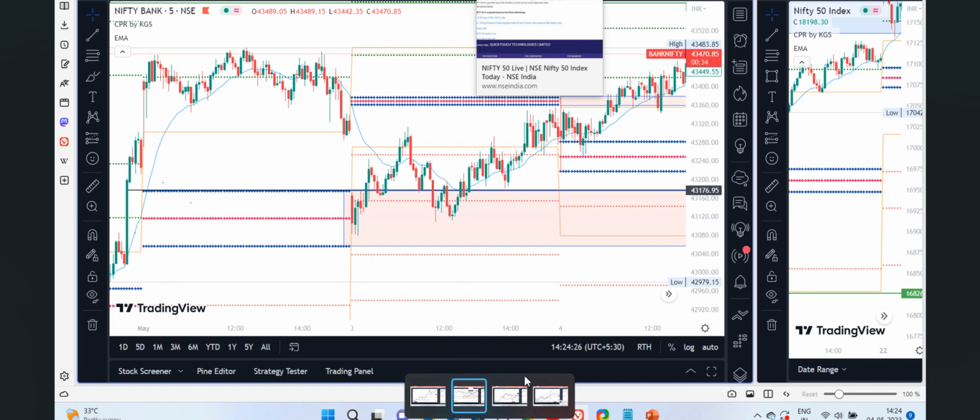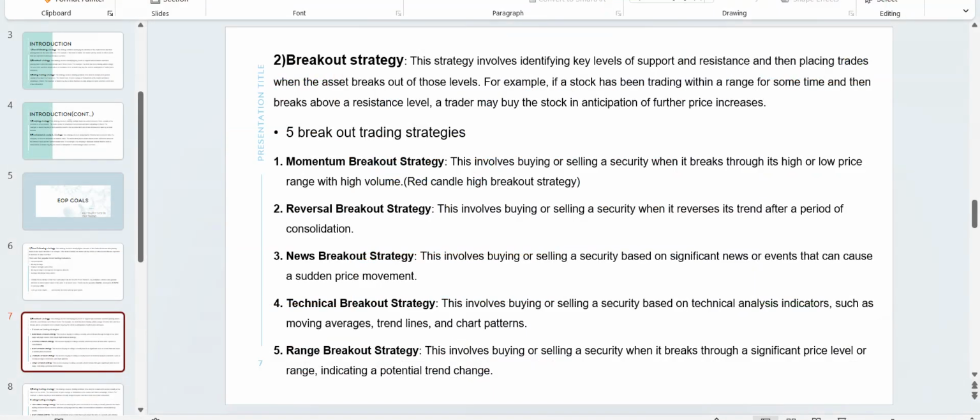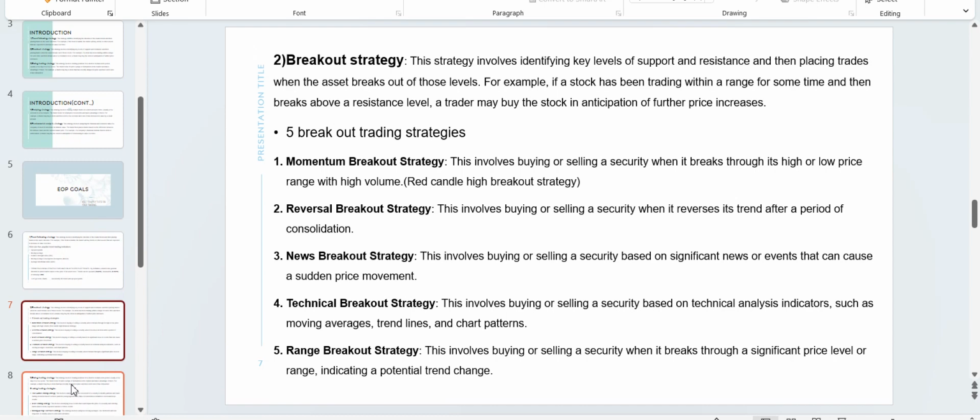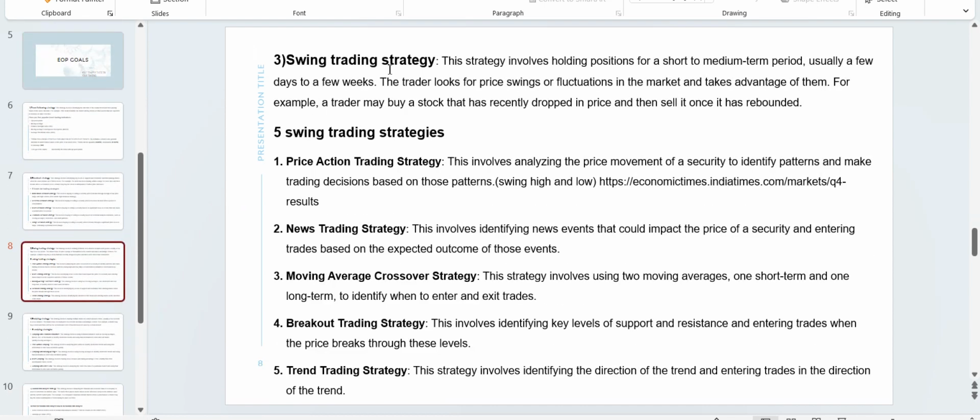Now let's get into the presentation here. I hope you understand what breakout strategies are. There are different ways to take breakouts, like a cup and handle pattern. There are hundreds and hundreds of strategies out there. But my way of doing momentum breakout strategy is using the red candle high breakout strategy. Now, the third one is the swing trading strategy. This strategy involves holding positions for a short to medium term period.